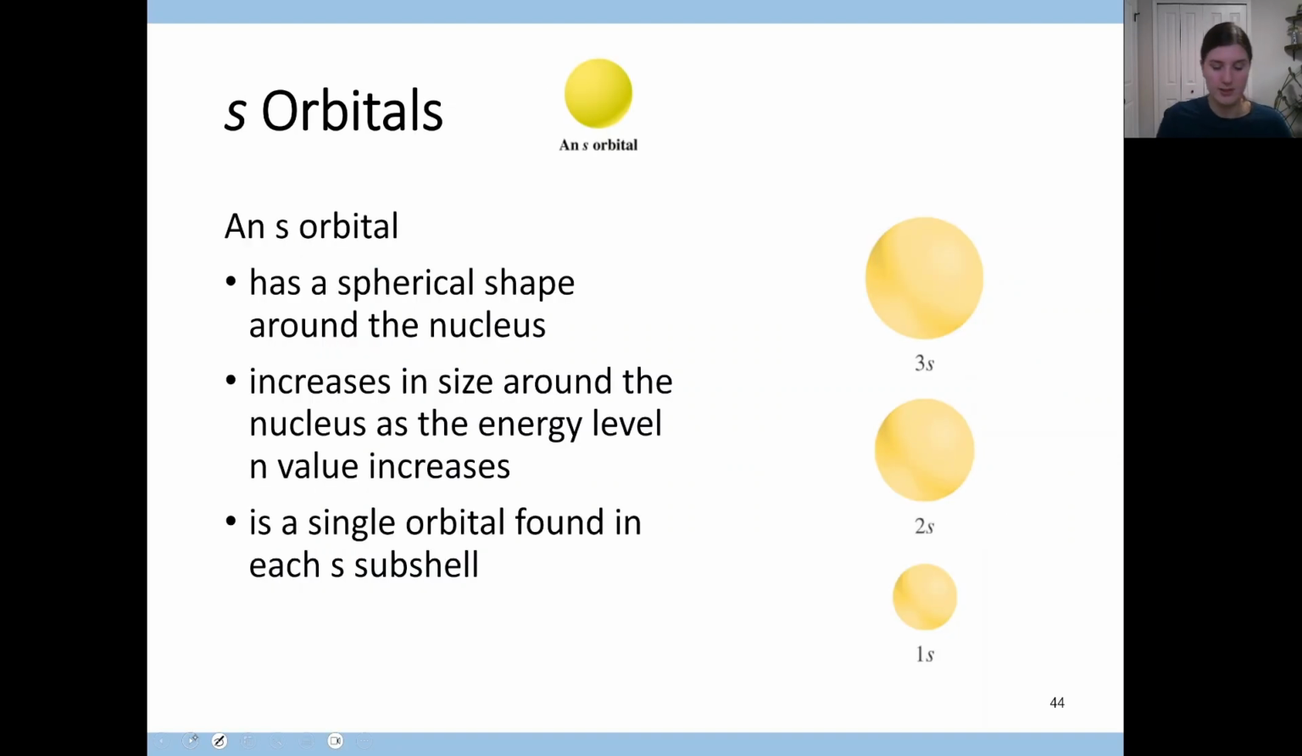And that is displayed on this next slide. So here are some s orbitals. And remember, they have a spherical shape around the nucleus. So a nucleus, remember, has a positive charge. That would be right in the center. So you can think of an s orbital kind of like a basketball. Imagine a nucleus in the very center of the basketball. Then an electron can occupy the space around the nucleus in a spherical shape. So it won't go outside of that sphere.